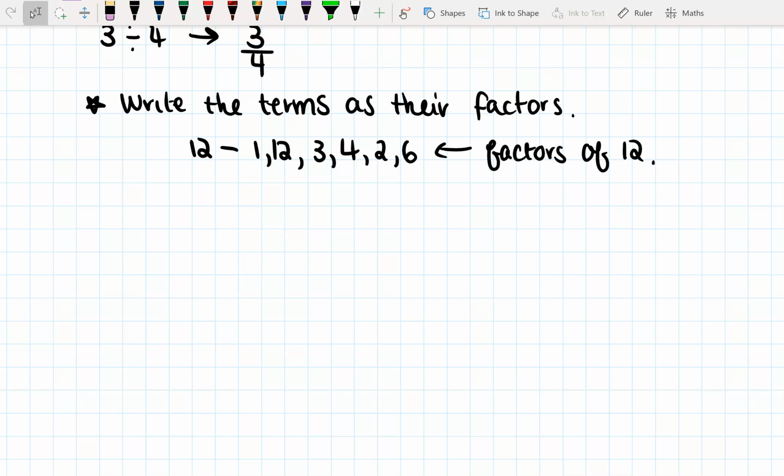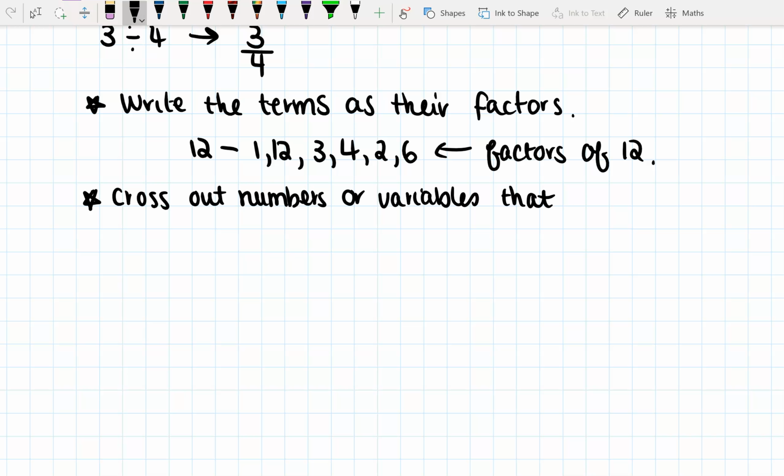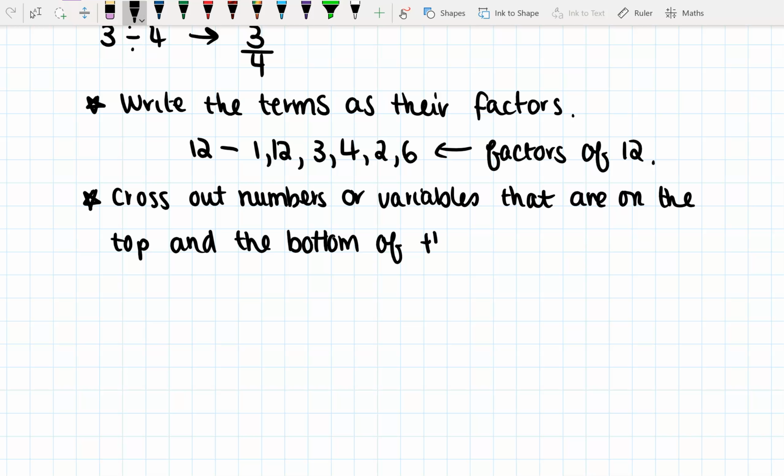Now, the second step is that we cross out numbers or variables that are on the top and the bottom of the fraction. What this means is if you have something that appears in both the numerator and the denominator, we're going to cancel those out.